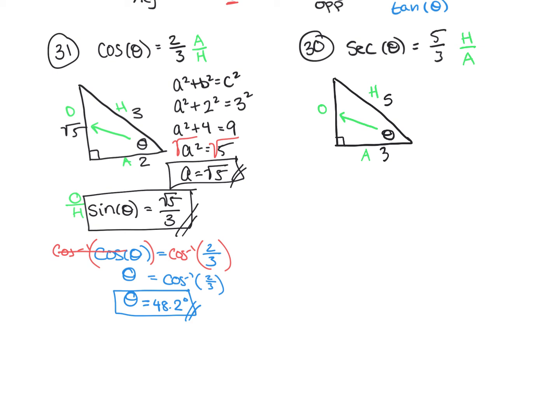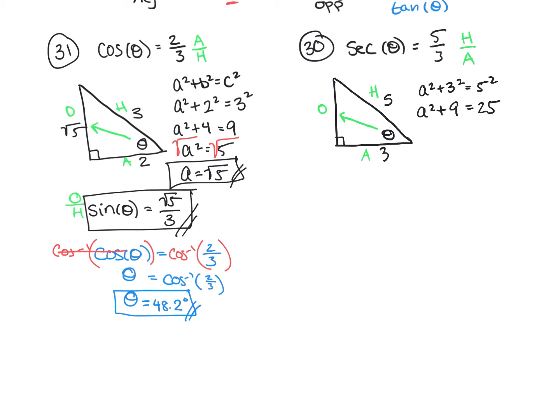So it's actually the same amount of information that we had for problem 31, just shown to us a little bit differently. But now, the steps are still the same. We're still going to use Pythagorean theorem to solve for that opposite side. So we'll have a squared plus 3 squared is equal to 5 squared, which becomes a squared plus 9 is equal to 25.